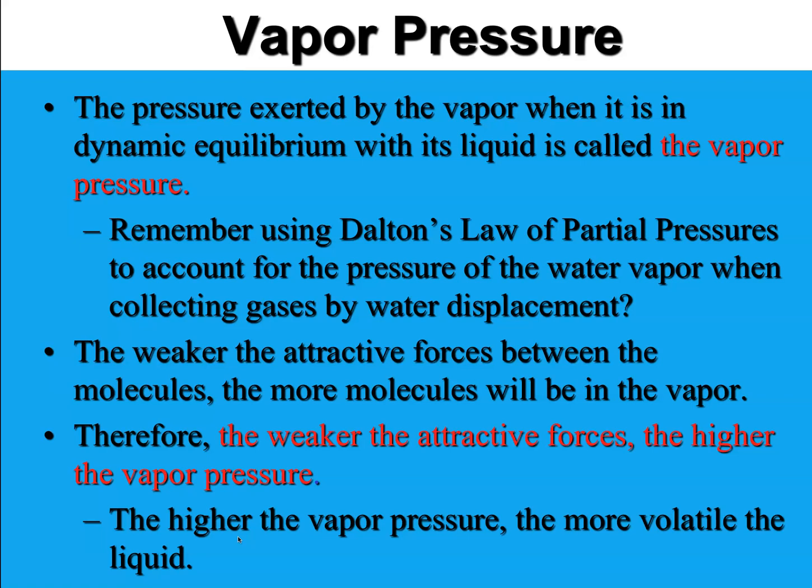But when you're comparing a bunch of volatile liquids, you have to figure out and rank their IMFs in order to rank them based on vapor pressure and which one is more or less volatile. Questions on this? Okay.